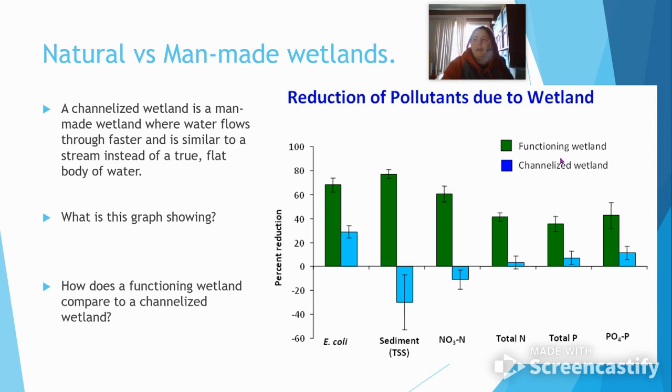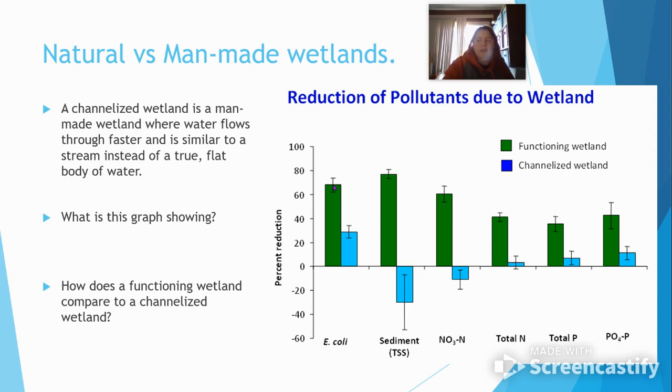So this graph is showing the comparison between the functioning wetlands and the channelized wetlands. On the y-axis here, we have the percent reduction. Notice that 0 is a choice. We could have nothing happening to the reduction of these different types of pollutants. So E. coli is like a super bad germ. Sediments would be like sand and things of that sort. These are nitrates, nitrogen, phosphorus, and phosphates over here. And we want to have a higher number of reduction. The more it is reduced, the cleaner the water becomes.